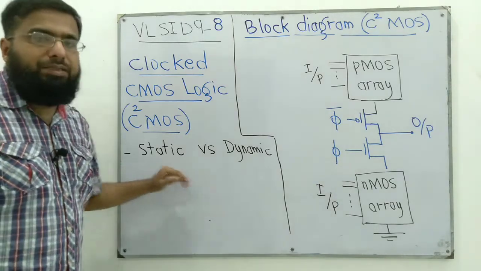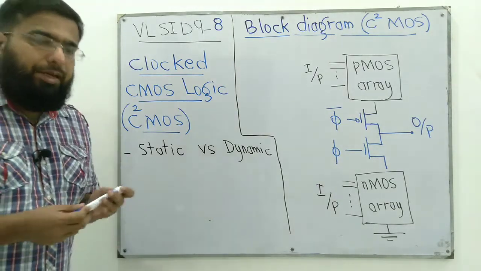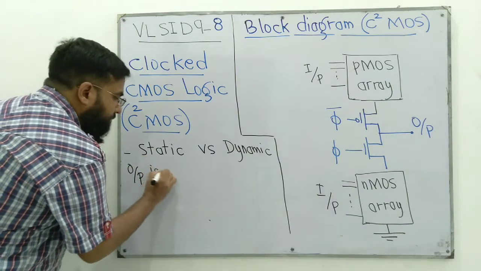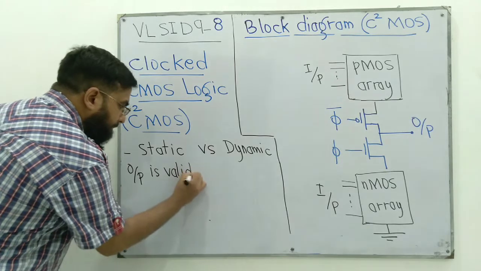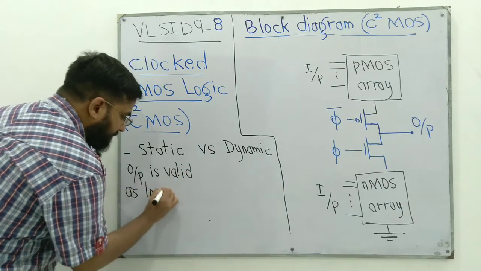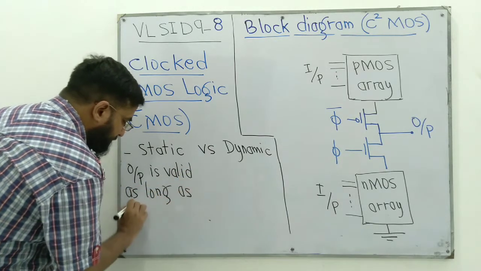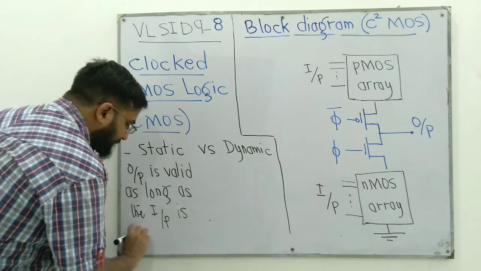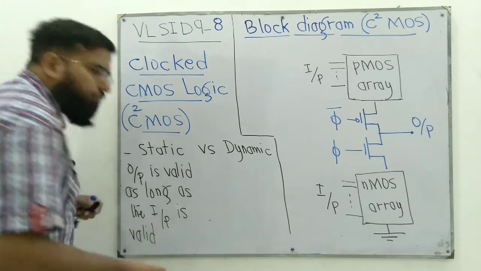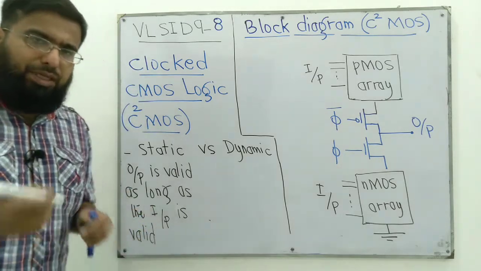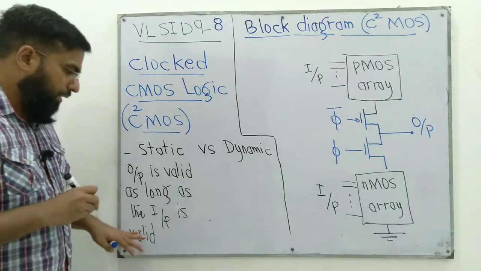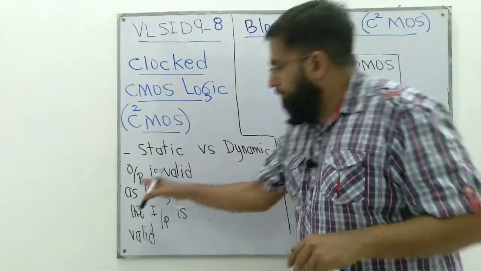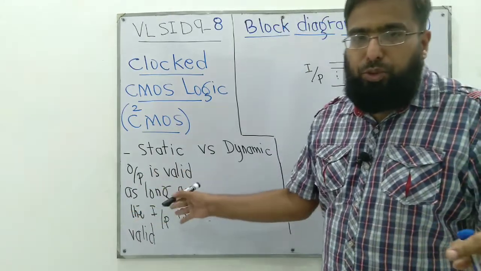What's the difference between a static and a dynamic logic gate? The output of a static gate is valid as long as the input is valid, like we have in case of CMOS NOT, NAND, NOR, and any Boolean expression that we implement using regular CMOS. The output is valid only while the input is valid. If we remove the input, the output will also be no more.